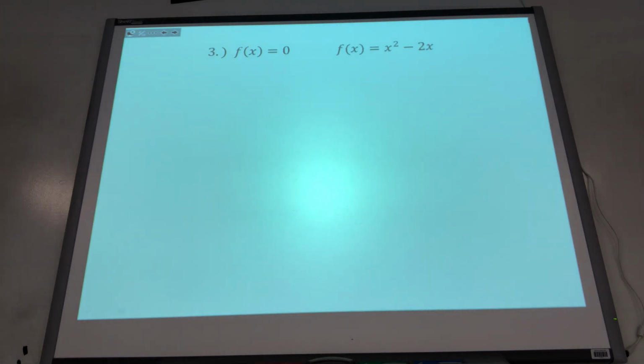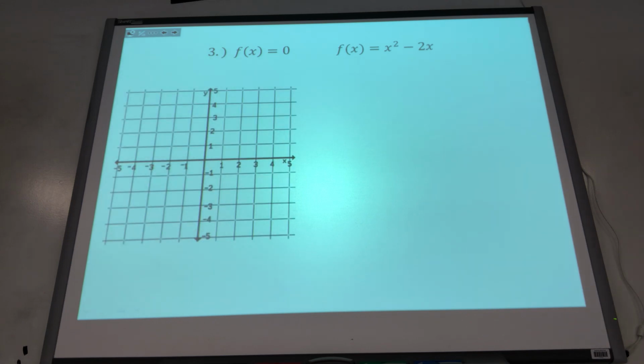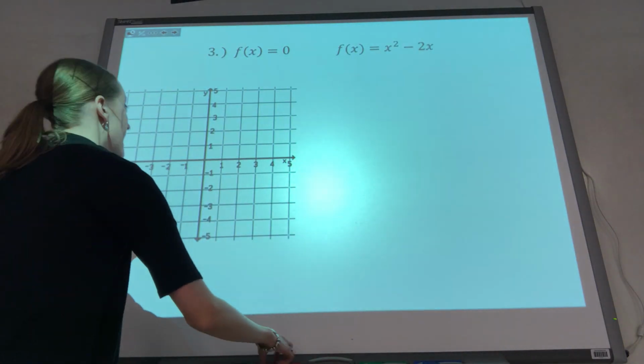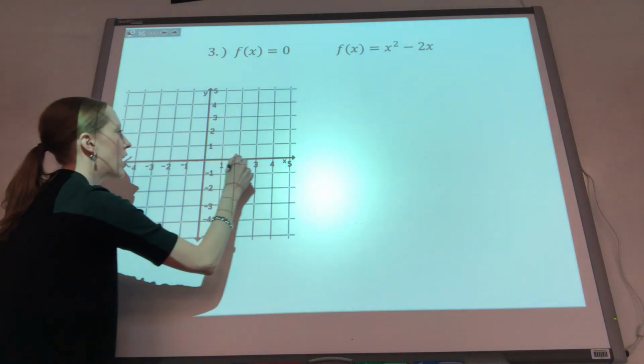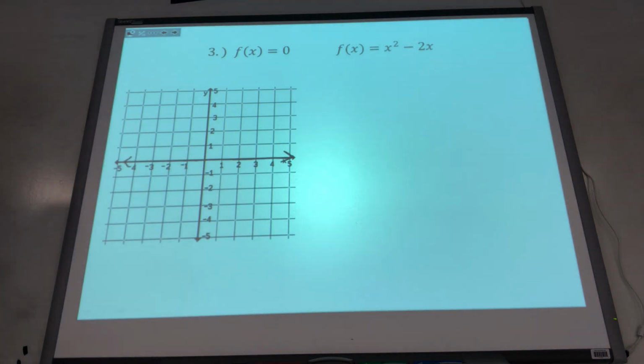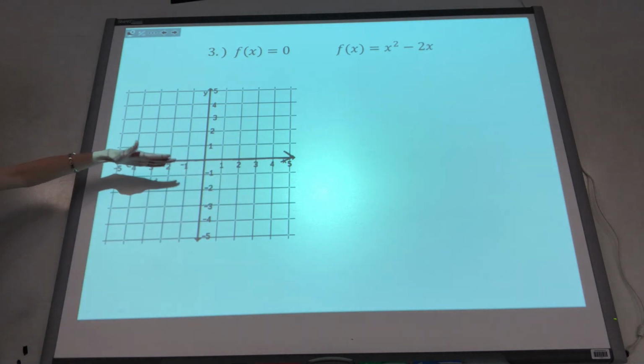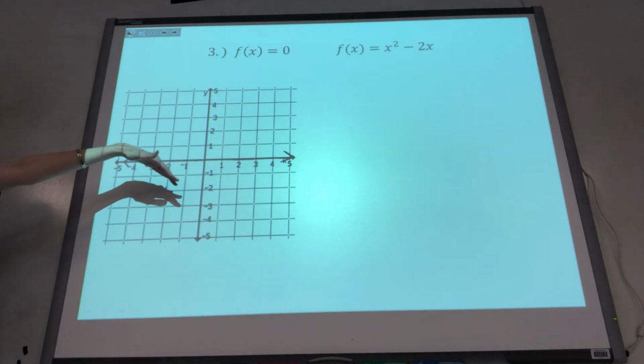Number 3. These get a little bit easier as you go because it is kind of the same setup each time. Number 3, f of x equals 0 and f of x equals x squared minus 2x. F of x is the same as y. So y equals 0, I can go ahead and graph that part right now, which you can't see very well, but that just turns into a horizontal line at 0.